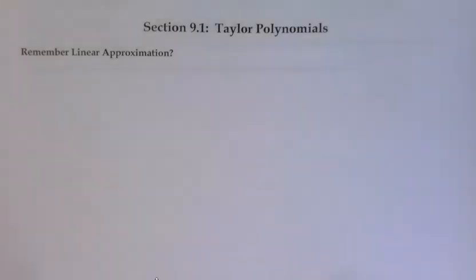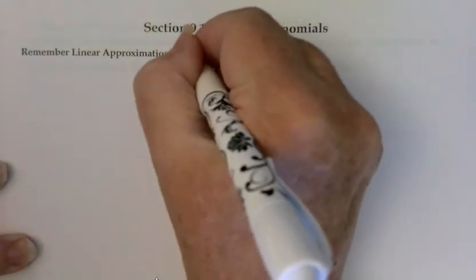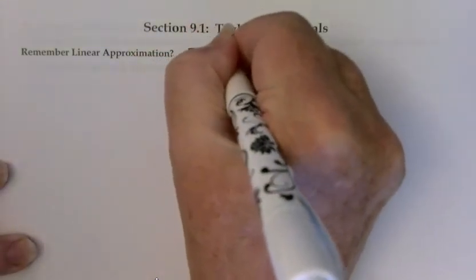There we go. All right, so the notes begin then in section 9.1 with the title Taylor Polynomials. And it just sort of says, remember linear approximation. And of course, with that little review, we can now say, yes, we certainly do. What I'm going to do is I'm going to redo this idea of linear approximation in general without using a specific function or a specific x value. So the linear approximation is really just the equation of the tangent line.